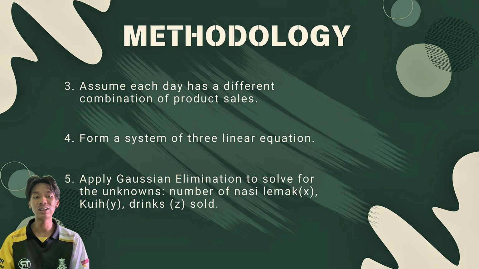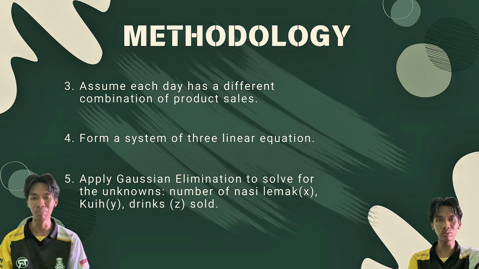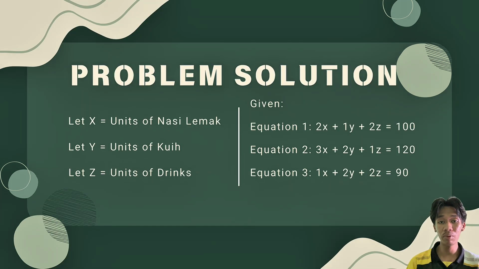Let's assume each day has a different combination of product sales based on a system of 3 linear equations. Then, apply Gaussian elimination to solve for the 3 unknown variables. Now, let's go to the problem solution.